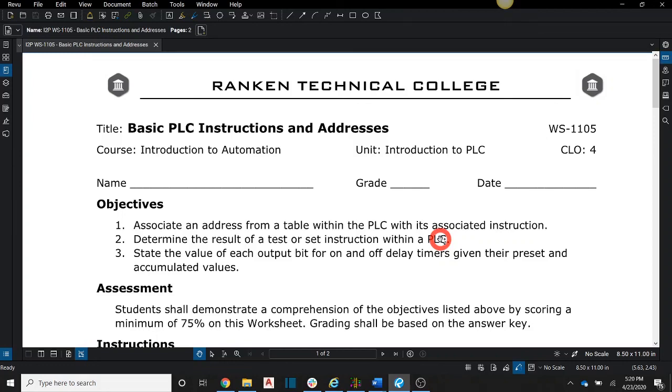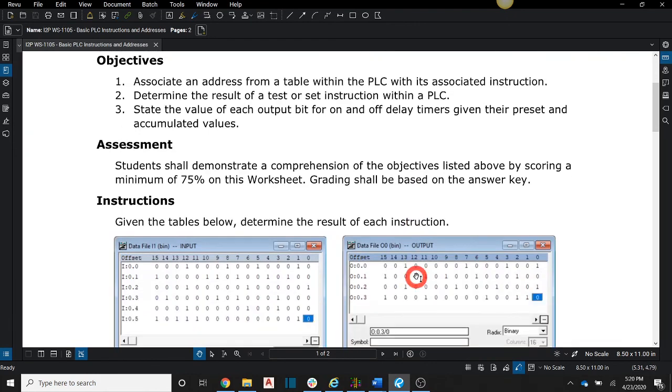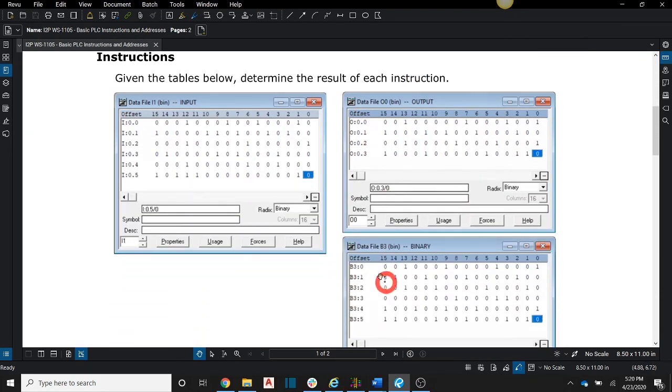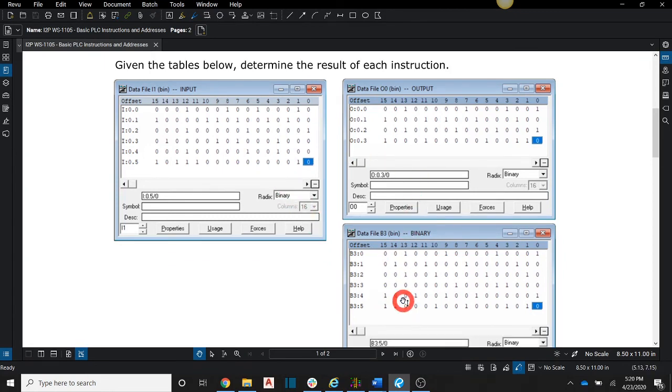Okay, so I wanted to go over worksheet 1105 on basic instructions and addresses, and actually on the back side we also have timers that we need to understand as well. So on this worksheet, what I am giving you is 3 tables, and we are going to use our imagination and say that these are live running tables. So it's live data from the PLC.